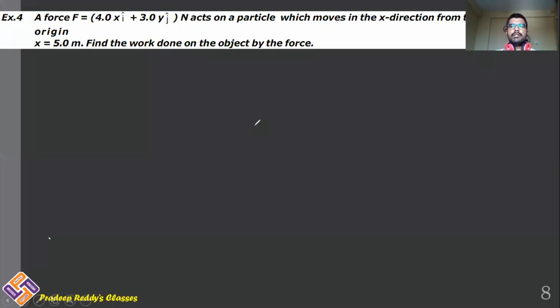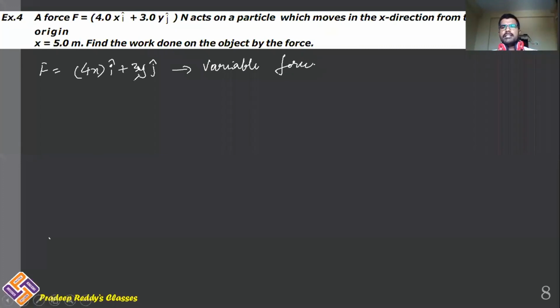Coming to the next question. Force is given, F is equal to 4x i cap plus 3y j cap. And this is a variable force. Check it. How can you tell that it is a variable force? There is an x term as well as y. X and y are the terms which are variable.